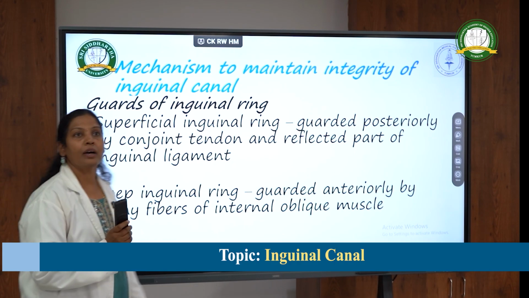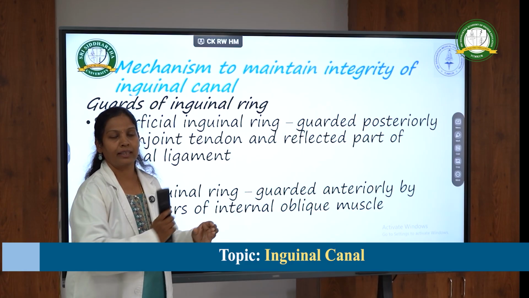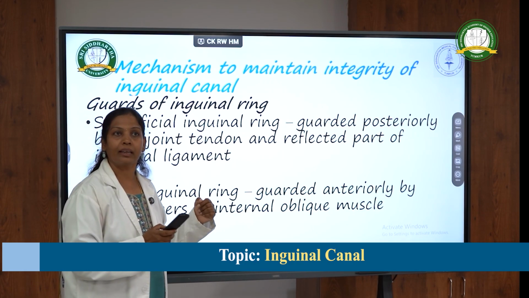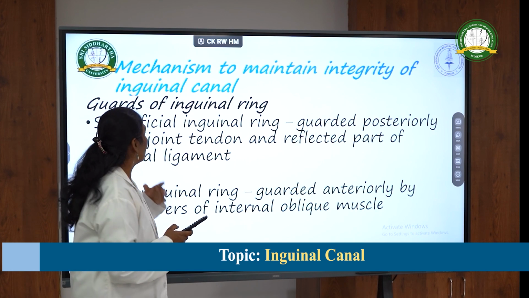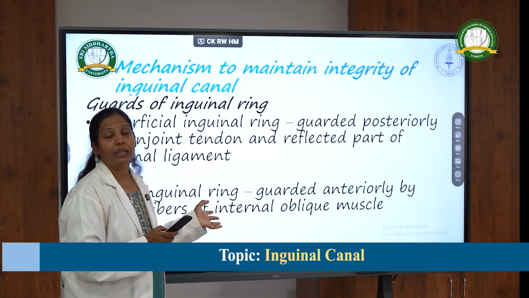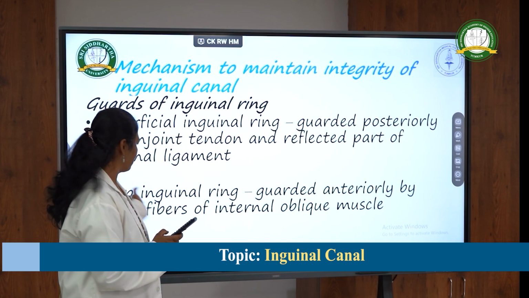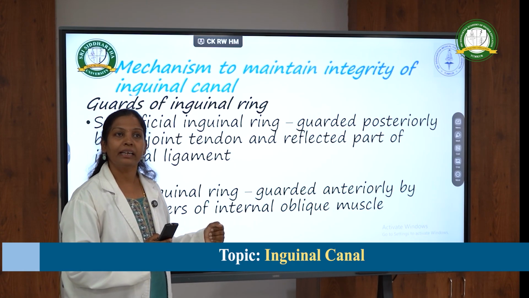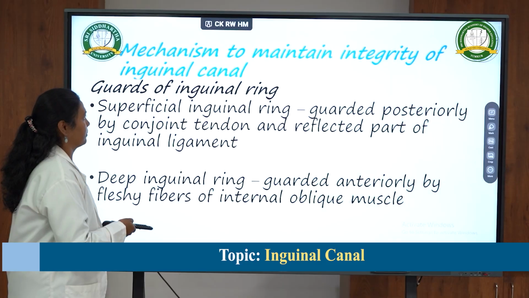So next is guards of inguinal ring. So these deficit points, they are guarded by additional structures. Okay, for example, superficial inguinal ring, it is guarded by the conjoint tendon and also the reflected part of inguinal ligament. Okay, similarly, deep inguinal ring is guarded anteriorly by the fibers of the internal oblique abdominis muscle.